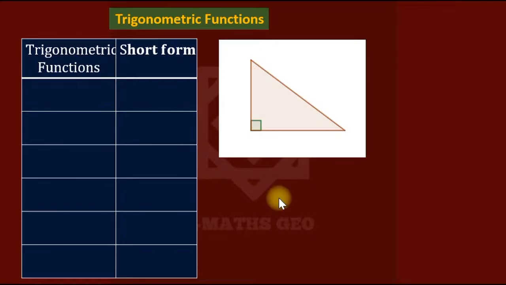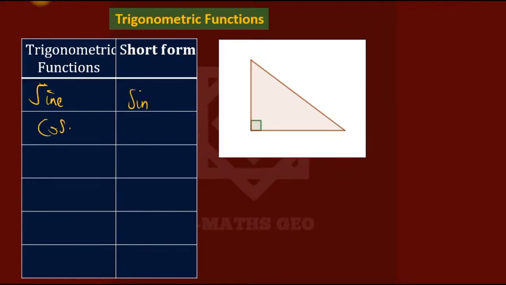We're on trigonometry. First thing we have to learn here is the trig functions, the trigonometric functions. We have 6 of them. So the first one, I'm going to write the full name and also the short forms, the way we write them. The first one is sine. The short form is sin.